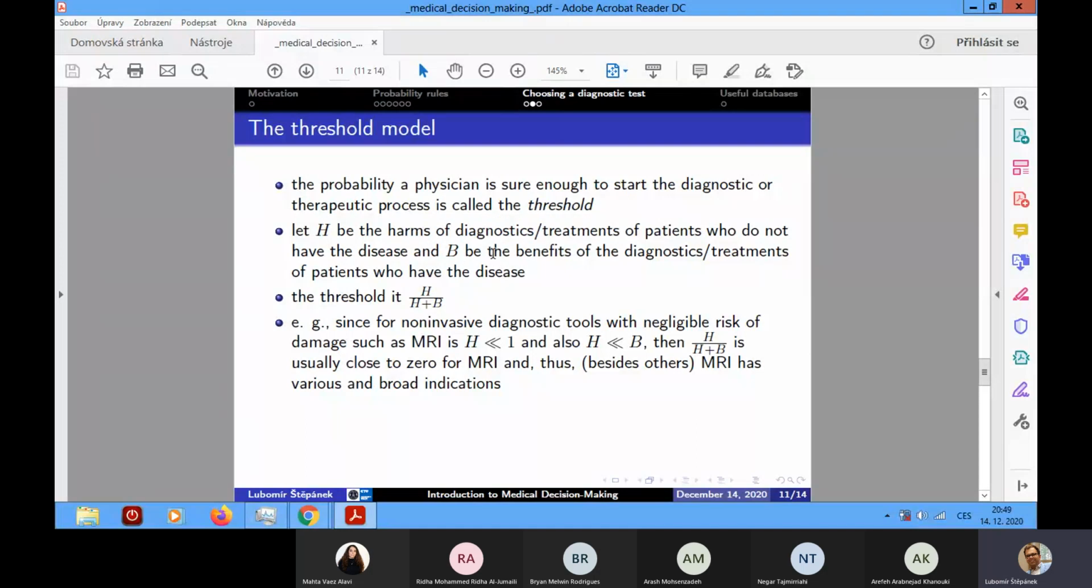And the B term is simply the benefits of the diagnostics or treatments for the patients who have the disease. It's pretty clear.